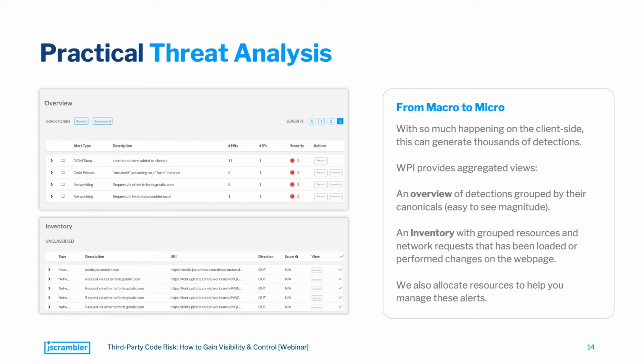This is why we provide aggregated views. So the first image we see here is an overview of similar detections grouped together, which allows us to see, for example, how many times each instance has been detected and how many different IPs it has affected. Below, we have an inventory. This groups all the scripts and network requests that have been loaded or changed something on our website. And before I move on to explore the inventory in more detail, I just wanted to mention that we also provide dedicated support to help manage these alerts and configure them for each specific use case.